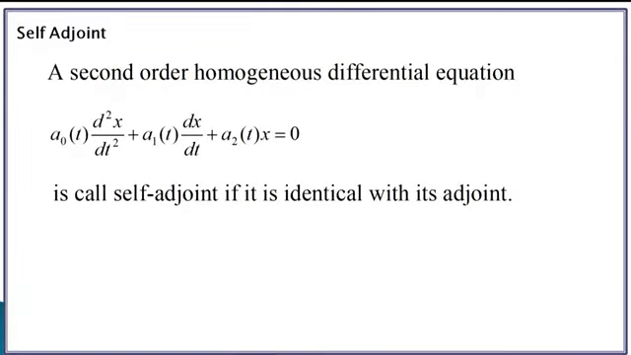Self-adjoint. What is self-adjoint? If an equation and its adjoint equation are identical, then we say that it is a self-adjoint equation. We'll see very shortly the benefits of identifying self-adjoint equations and several theories related to it.